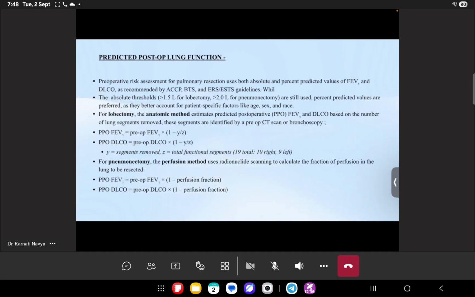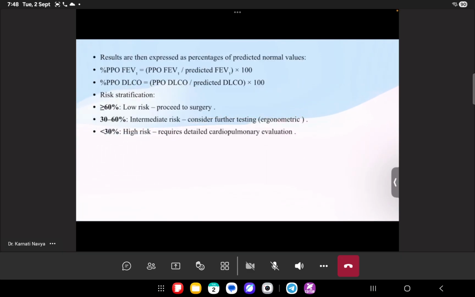For pneumonectomy, the perfusion method is used, which is radionuclide scanning to calculate the fraction of perfusion in the lung to be resected. Instead of the segments of the lung, it is measured by the perfusion factor, the amount of lung that is perfused. Results are then expressed as percentages of the predicted normal values, where predicted post-op FEV1 equals the pre-op predicted FEV1 times the remaining fraction, times 100.